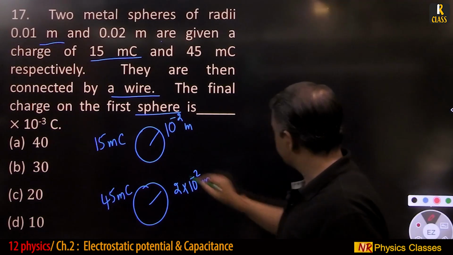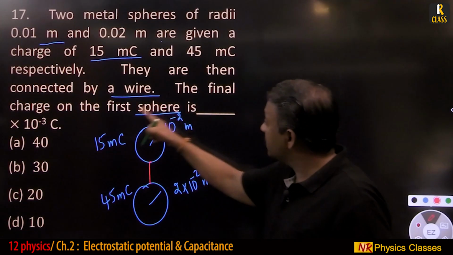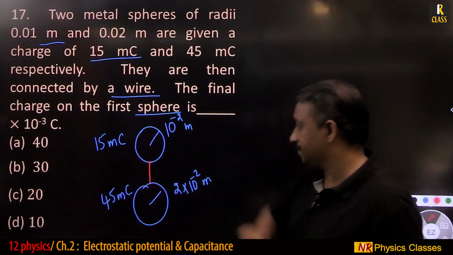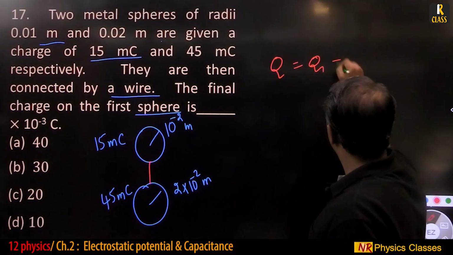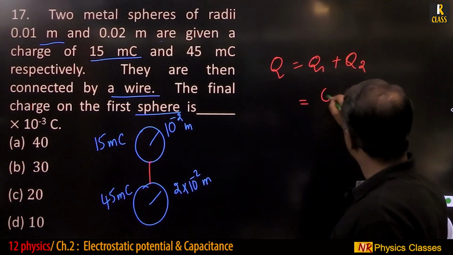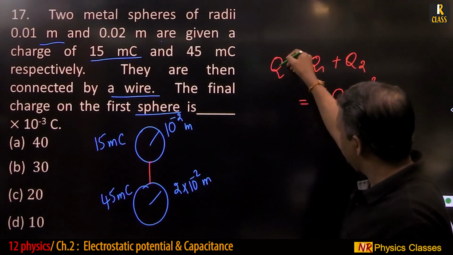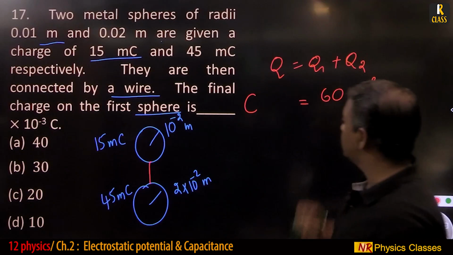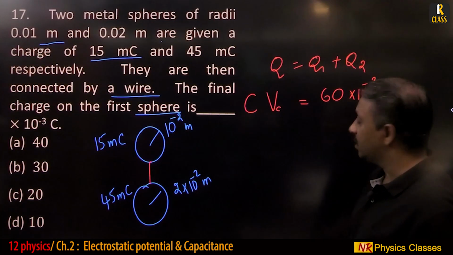Now they are connected by a wire. They are asking for the final charge on the first sphere. Charge on this plus charge on this is the total charge. So let us start with total charge equal to Q1 plus Q2. Total charge is this plus this, 60 millicoulomb, 10 to the power of minus 3. And charge is the capacitance of the arrangement into V. So this V is the common potential difference.